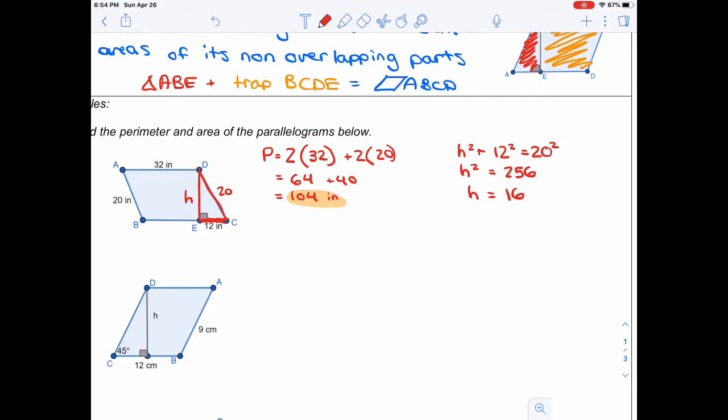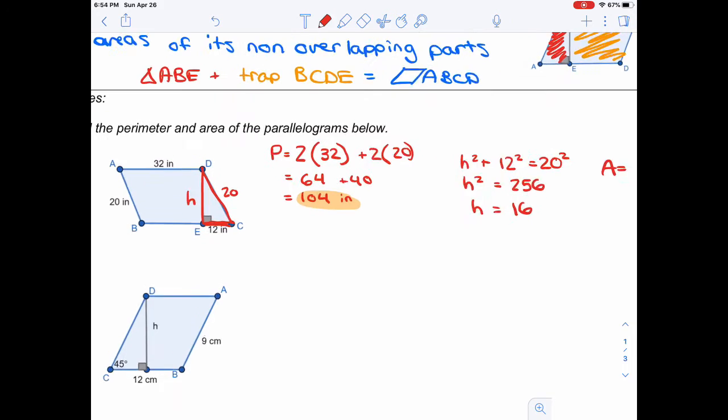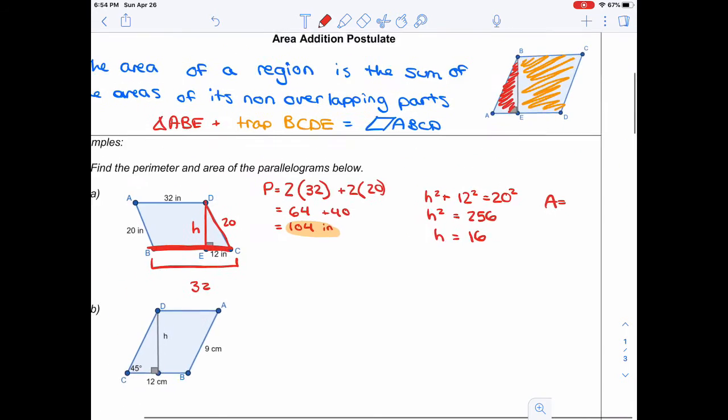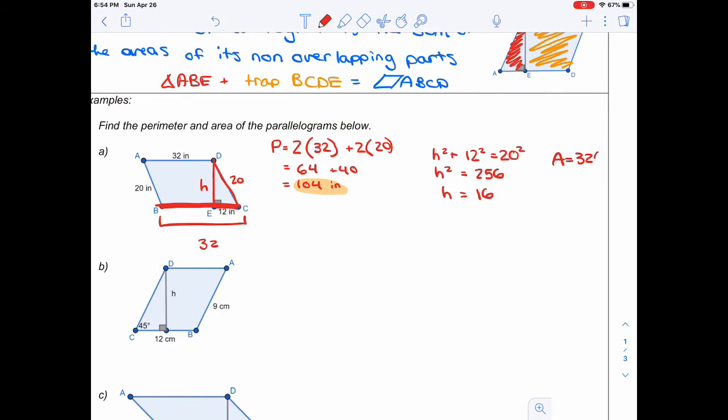So for our final answer of finding the area, all we have to do is our base times height. In this case, again, remember your base is perpendicular to your height. So our base in this case is going to be our 32. Okay, so 32 times our height, which we just found is 16. And our final answer, 32 times 16, is 512. And again, make sure you have your units, inches squared.